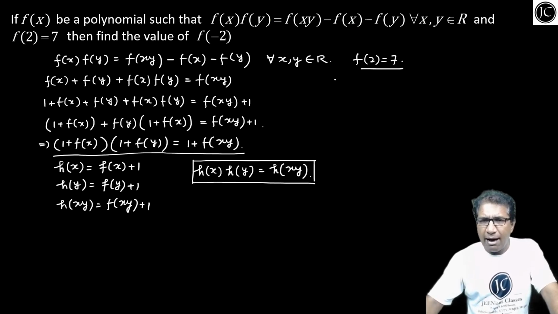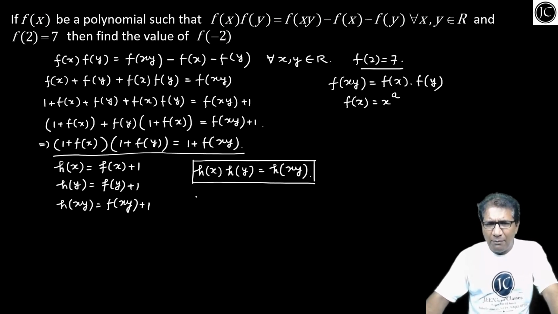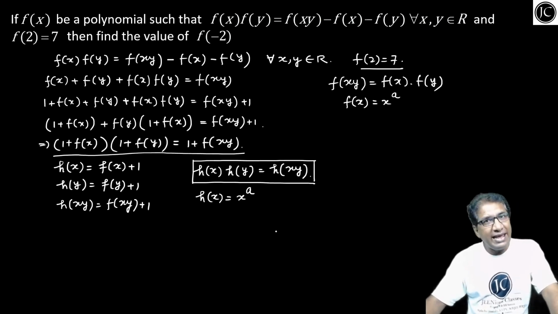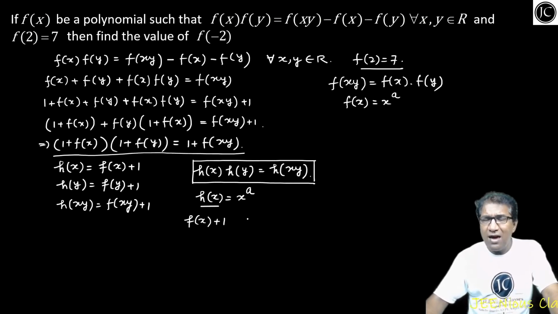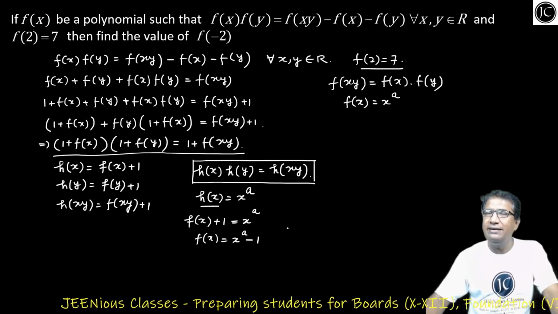हम लोग क्या सीखे थे, if f of xy equals to fx into fy, then we will say that fx is equals to x to the power a. Correct? Therefore, यहां पर हम लोग क्या बोलेंगे, hx is x to the power a. Is it clear to all of you? hx is x to the power a. लेकिन hx मेरा क्या है, fx plus 1 which is equals to x to the power a. मतलब क्या हुआ, fx is x to the power a minus 1.